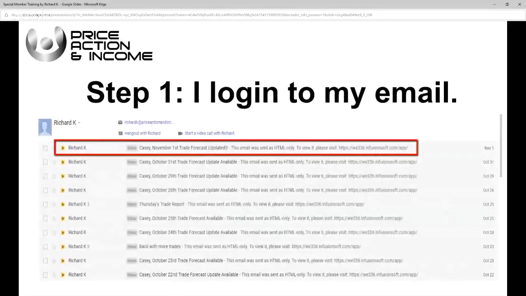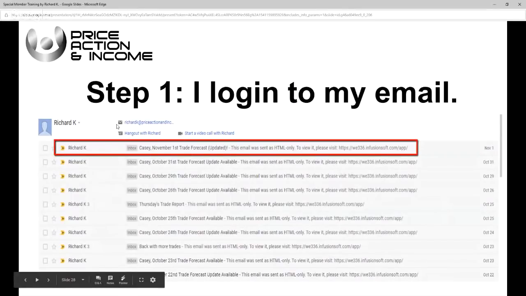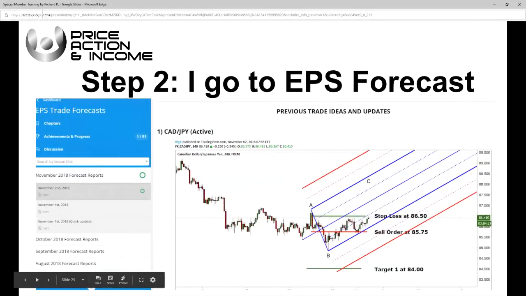The first thing is I go to my email, right? And you can see I just go into my email and I search Richard K. And it comes up, Richard K., and all of my emails come through. And here's the one that just came through yesterday, and it said, Richard K., forecast updated. And I click in. So right there, however long it takes me to log into my email, it's about 2 minutes, and I find Richard K. I'm right there. Then the next step is inside that email, there's a link to the dashboard. And this is what we call the EPS Trade Forecast Dashboard, really nice and clean laid out.